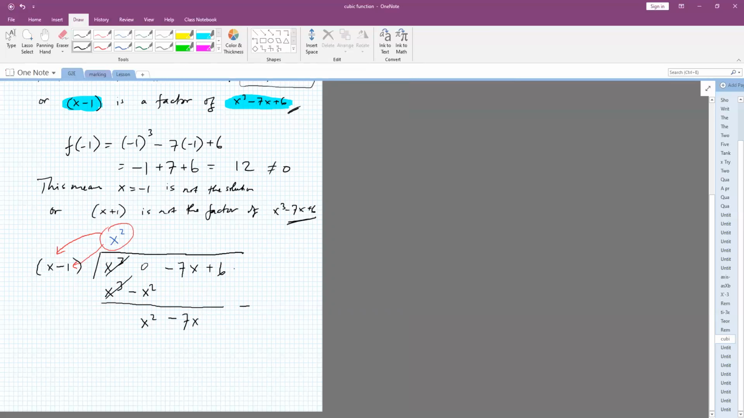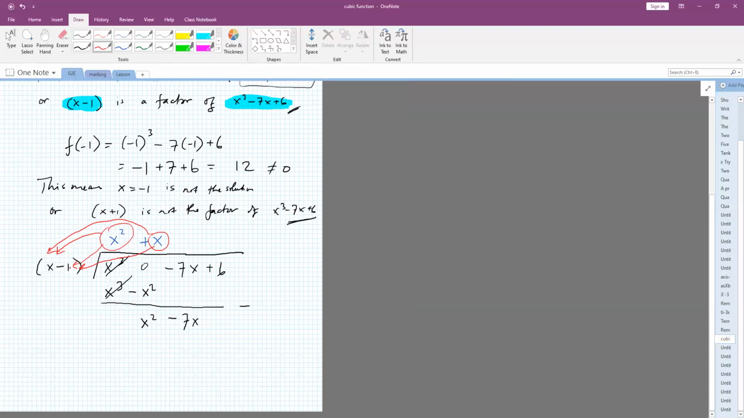Okay, so at the moment you don't need to pull this number down. Just leave it like this, x squared minus 7x at the moment. And now we'll do the same thing. Basically we'll divide x squared by x, and that gives you x. And now what you will do with this x, you just do the same thing again.